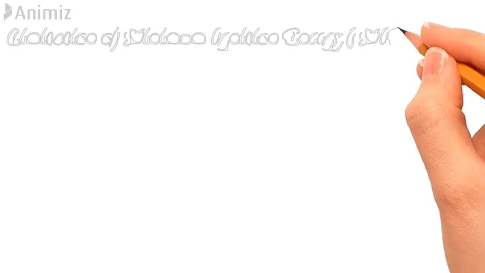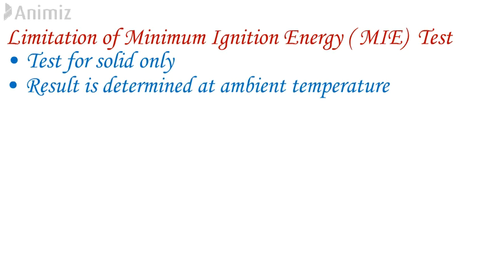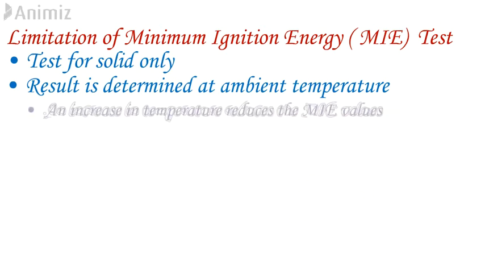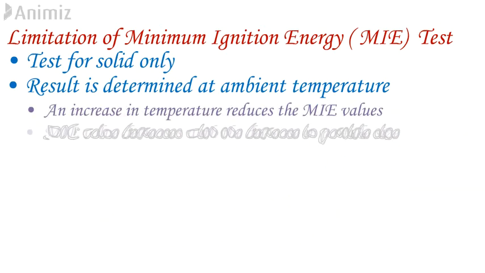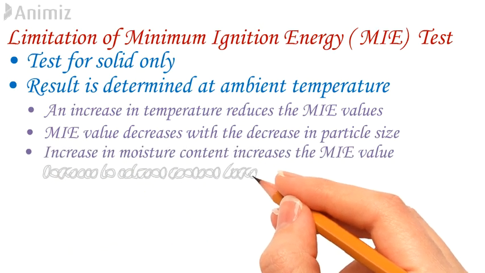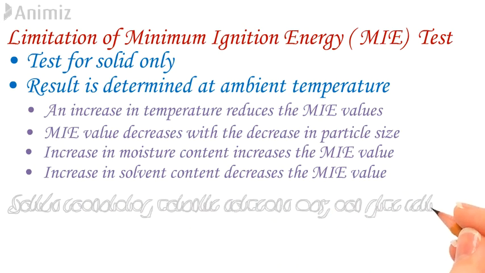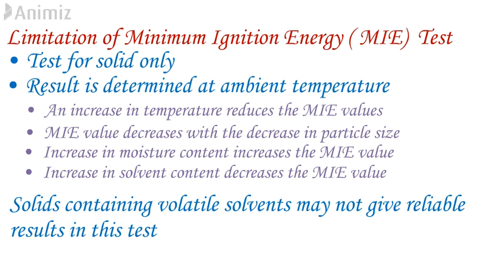Limitations of the minimum ignition energy test. First, the test is for solid samples only and cannot be used for gases or liquids. Second, the MIE test is conducted at ambient temperature. However, MIE values highly depend on many other factors like moisture content, particle size, presence of flammable vapor, etc. An increase in temperature reduces the MIE value. MIE value decreases with decrease in particle size. An increase in moisture content increases the MIE value. An increase in solvent content decreases the MIE value. This is because solvents have very low MIE values, usually less than 1 millijoule. This is the reason why solids containing volatile solvent may not give reliable results in this test.